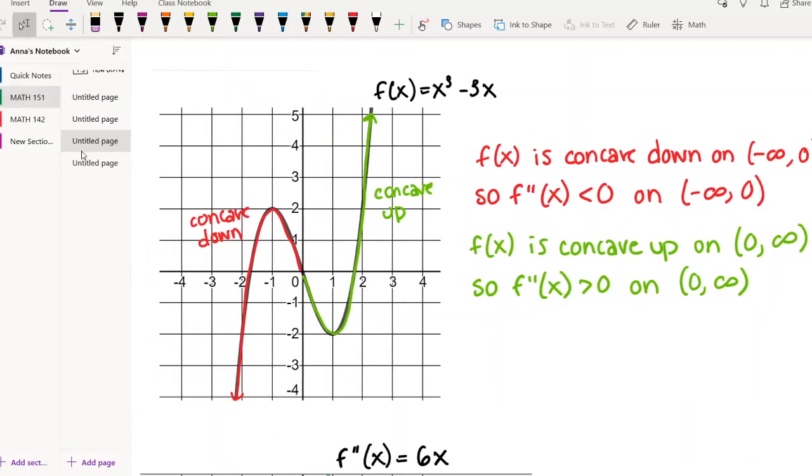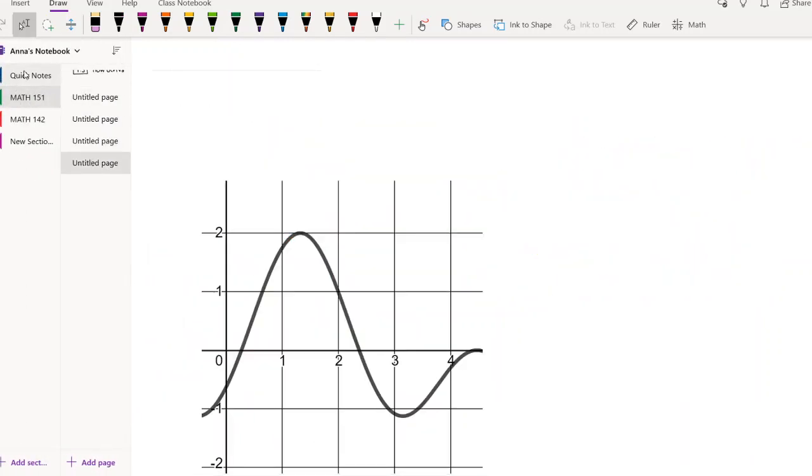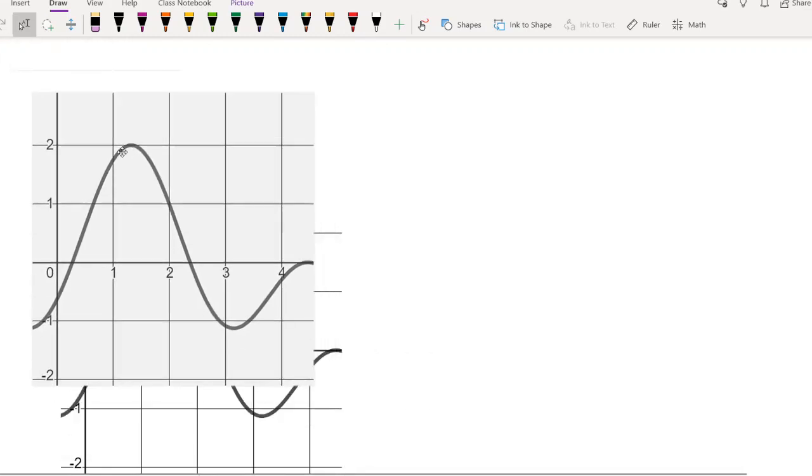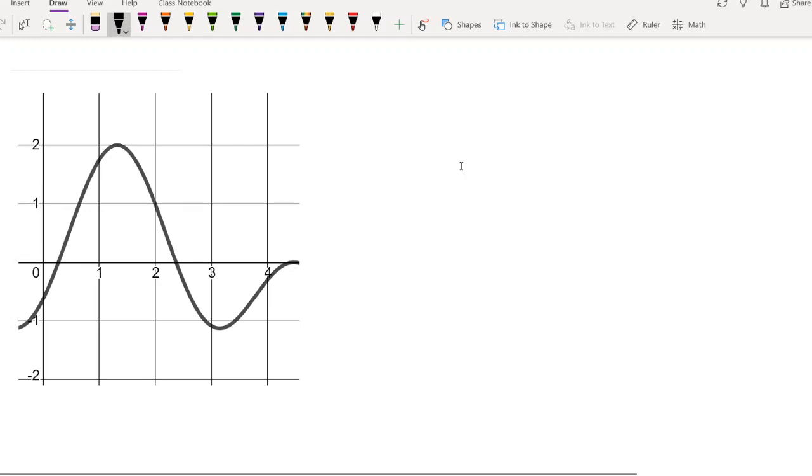Okay, so last thing I want to do is just a couple of examples of figuring out what's going on at a particular part of a graph. So first thing I want to do is looking at this function. So let's call this function f of x, and we don't have an equation for this. We're just going to say this is f of x.